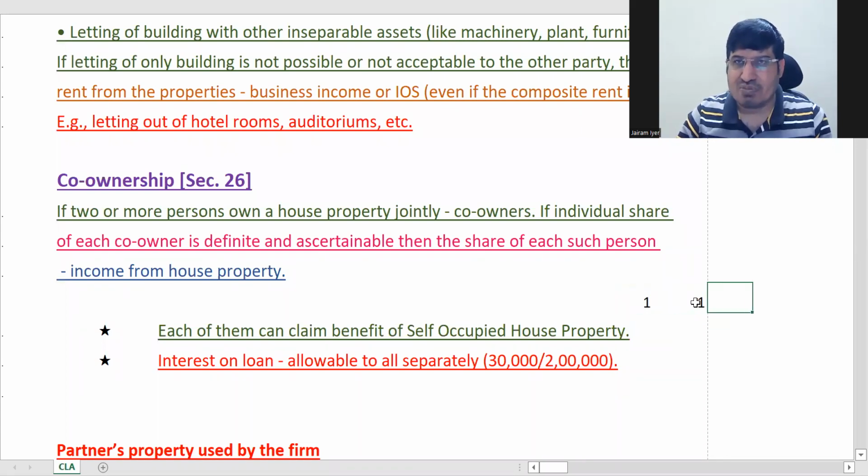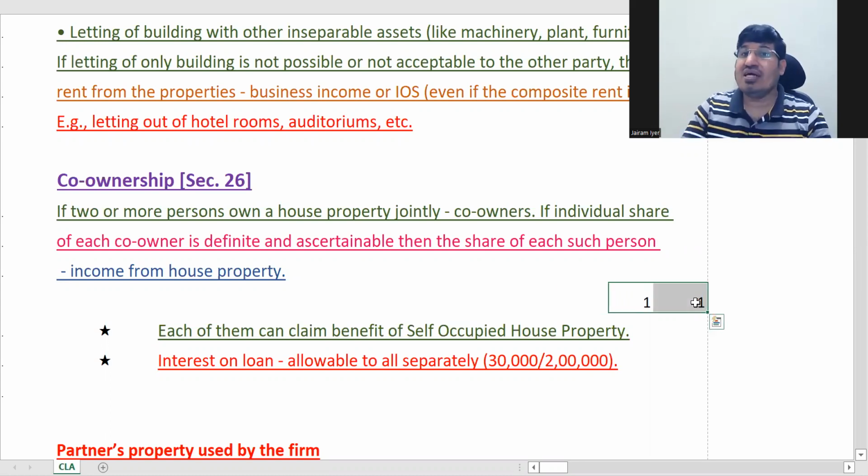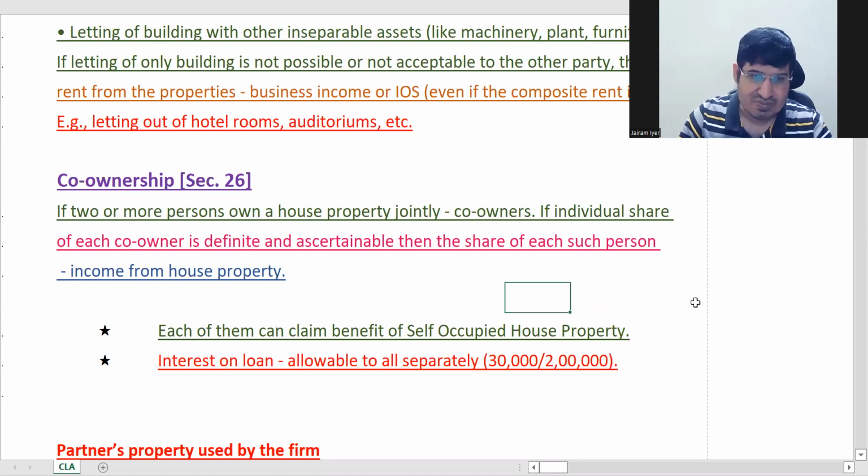In co-ownership, it will be considered as if you have a separate house and the other co-owner has a separate house. Okay. So all the benefits which you get for an independent house, this person will also get, and this person will also get.